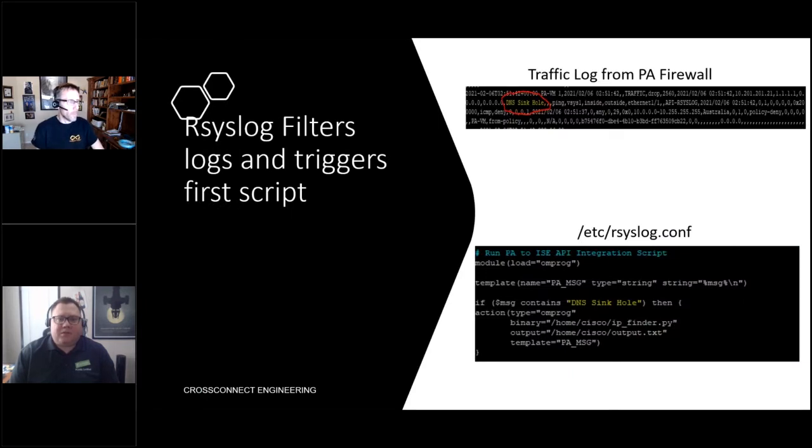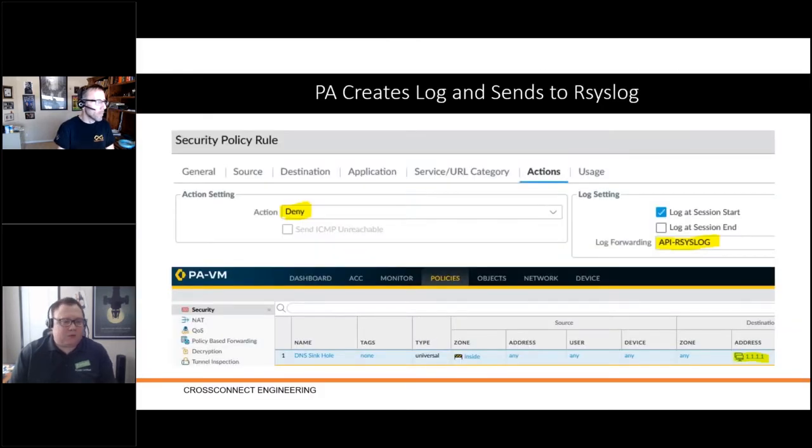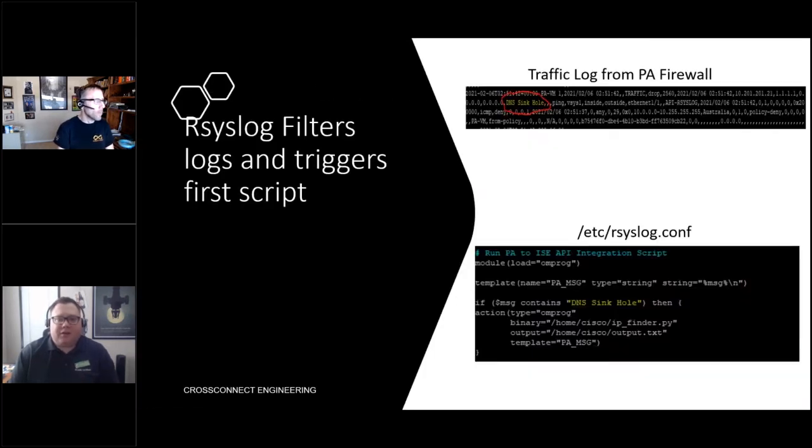And then once again, just to showcase a little bit, at the top here, you can see what the log looks like in our syslog. And circled there, it says DNS sinkhole. That's the same name as this rule here. And we're triggering on the name of the rule in the traffic log. And then at the bottom, we have some rsyslog configuration that's going to match that message and then launch some Python scripts for us to integrate into ISE. And we'll show that in the demo as well.